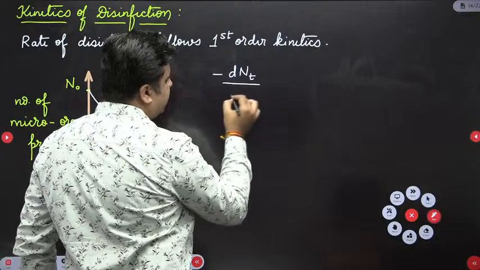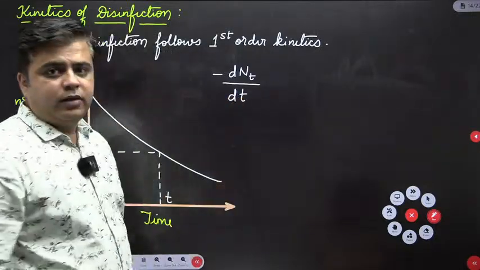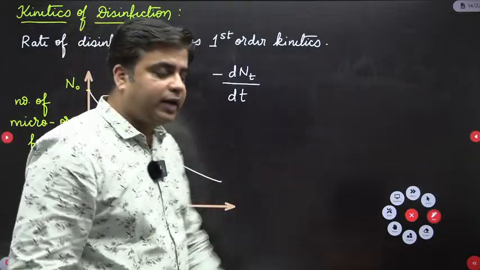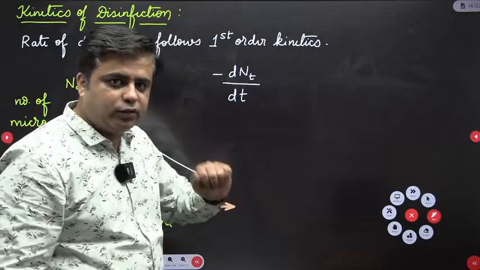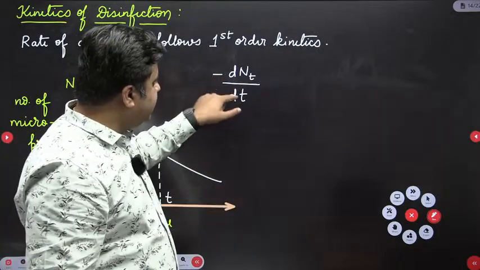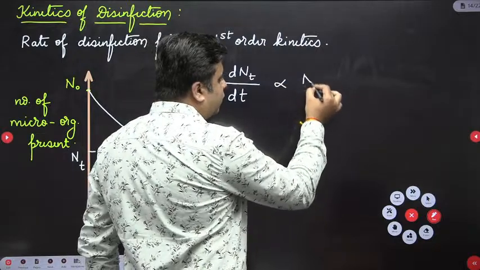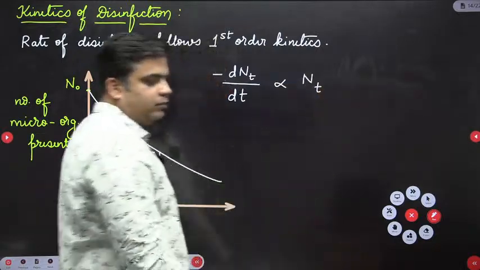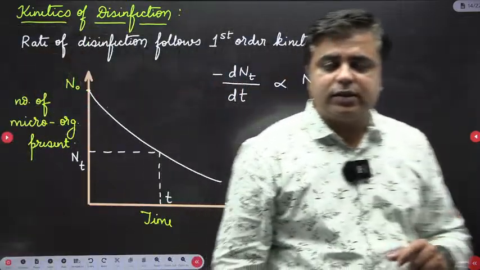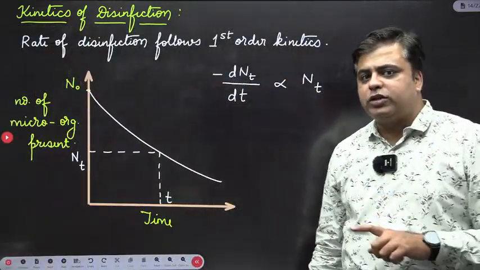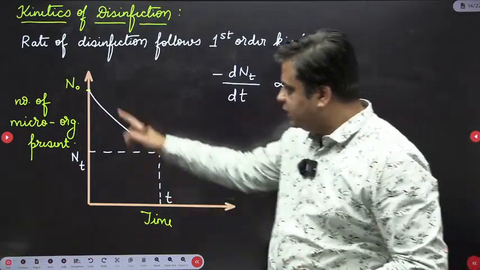This is the rate of change of microorganisms, dNt by dt. The minus I have kept because the number of microorganisms is reducing. So minus dNt by dt is directly proportional to the number of microorganisms present in the system. Means the rate of change of microorganisms in the system is directly proportional to the number of microorganisms present in the system. You can also see this with the graph.